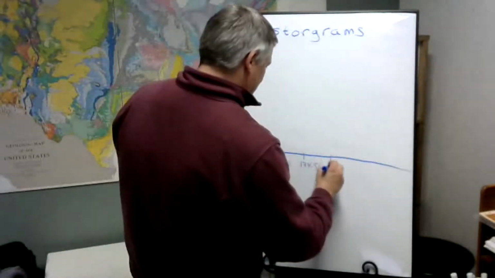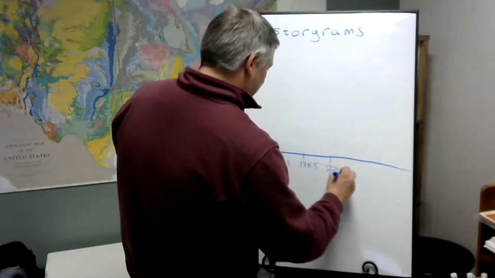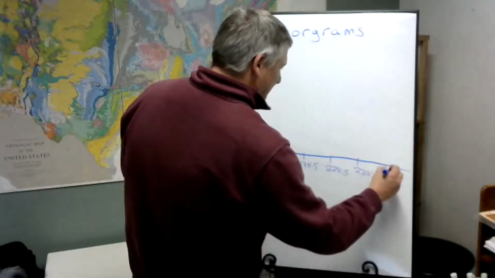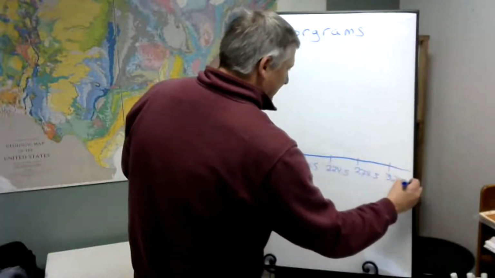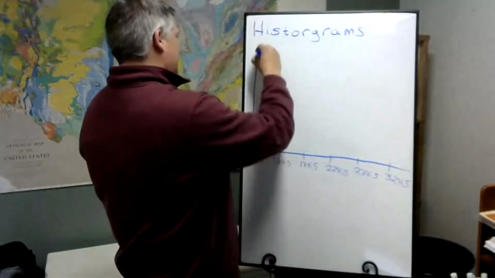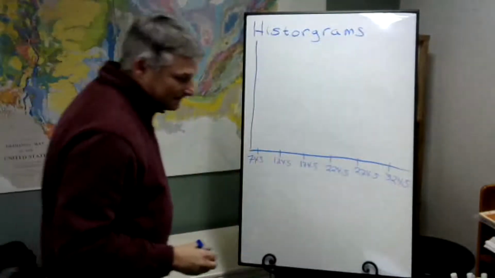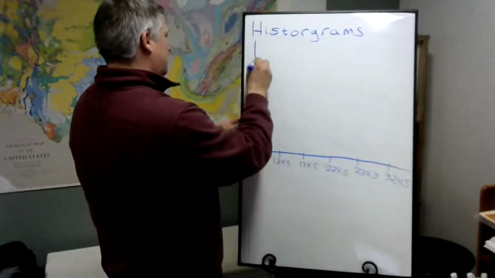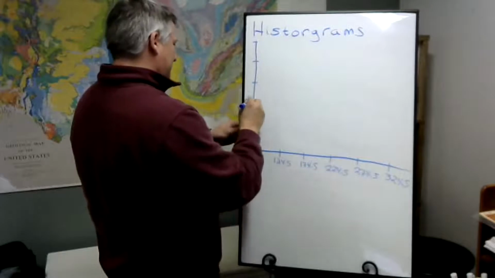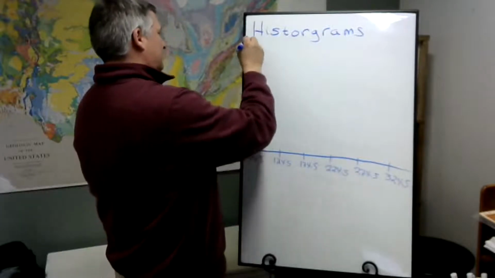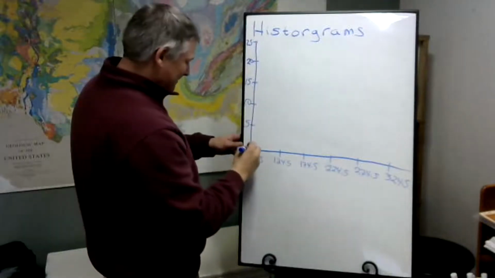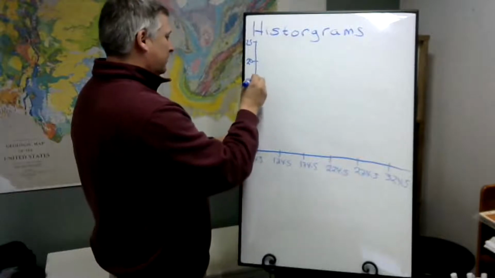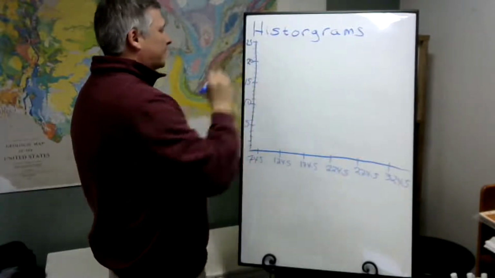174.5 to 224.5 to 274.5 and 324.5. And then we're going to have our frequencies. So I'll say 5, 10, 15, 20, 25. And I'll mark 1, 2, 3, 4 between each of the labels.